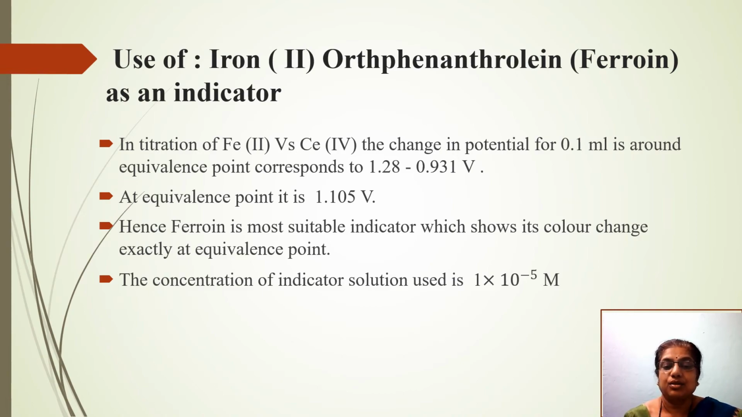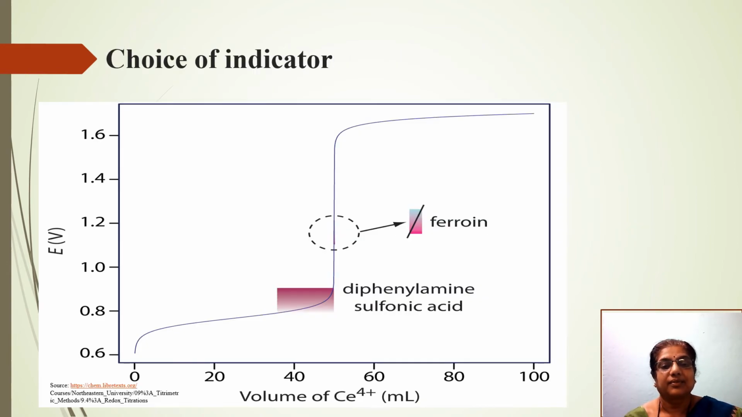The concentration of indicator required is very low. It is 1 into 10 raised to minus 5 molar. This is the way to think of the choice of indicator.